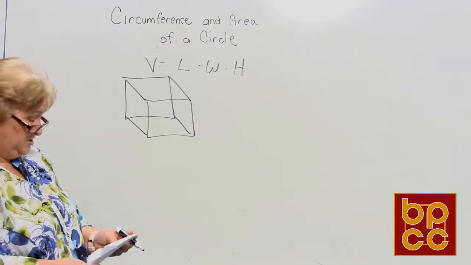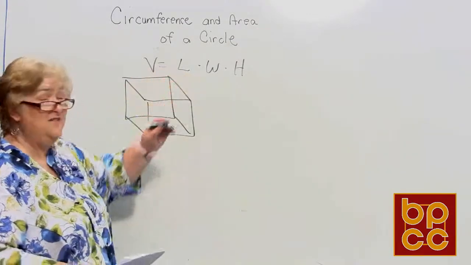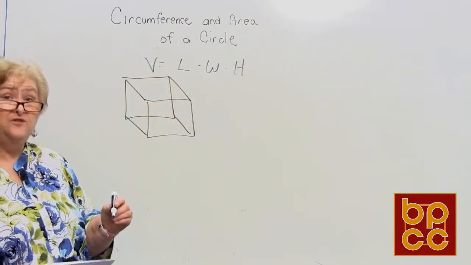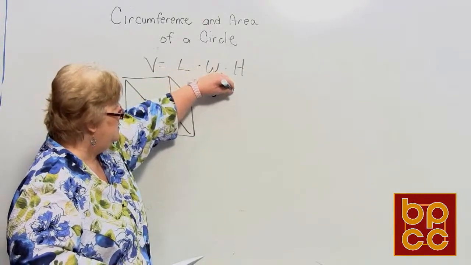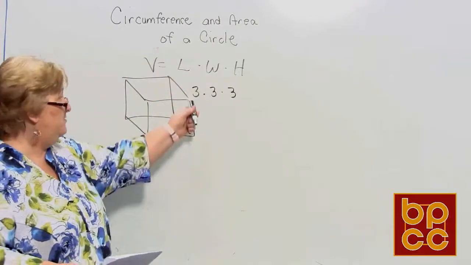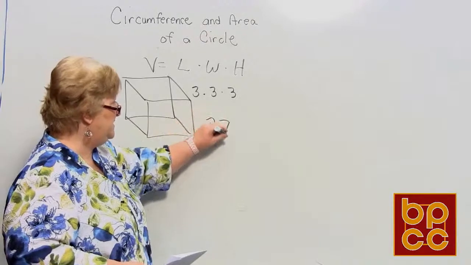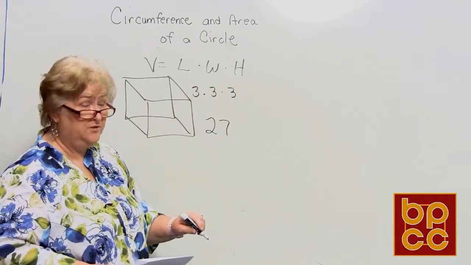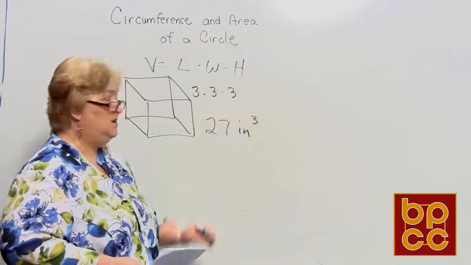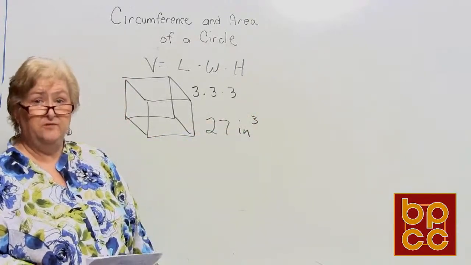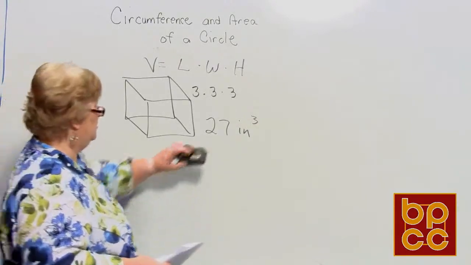Okay? So let's say that we have a cube, and the length, the width, and the height are each 3 inches. So in this case, it would be 3 times 3 times 3. Well, 3 times 3 is 9, and 9 times 3 is 27. But it's not going to be square inches. It's going to be 27 inches cubed, because we're dealing with three-dimensional there.